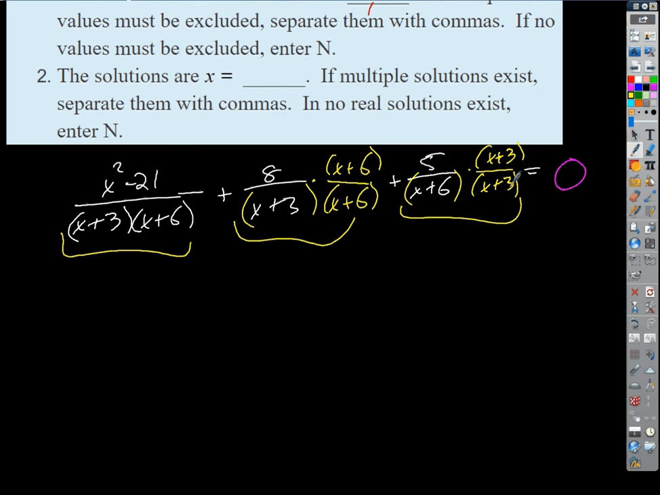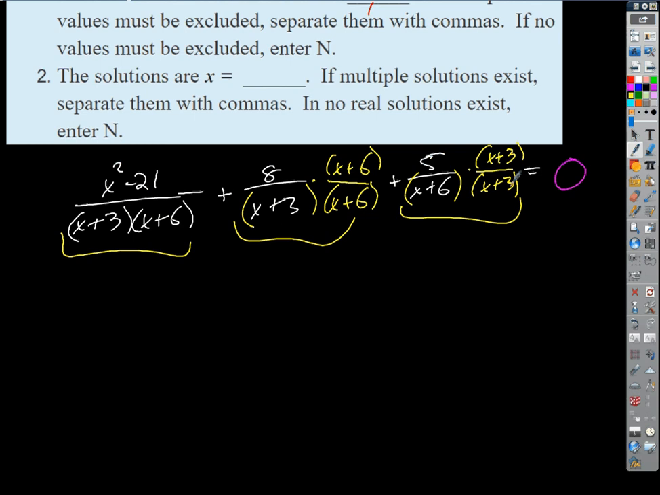See what I'm saying? Okay, the denominator is just built from the two factors, x plus 3 and x plus 6. I need the product of those two. I already had that here, so it's done. This one I only had the x plus 3, so to make it the same as this one, I've got to multiply top and bottom by x plus 6.